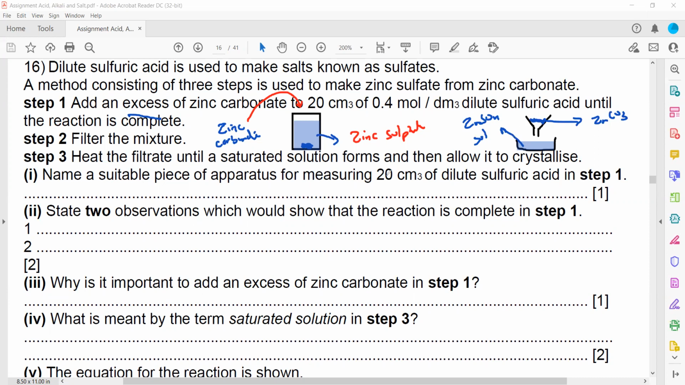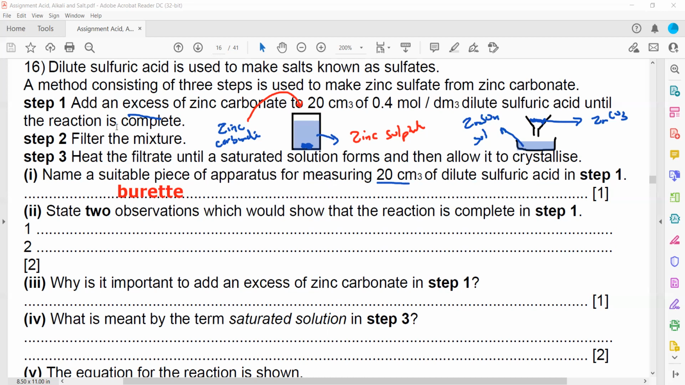Name a suitable piece of apparatus to measure 20 cm cube of dilute sulfuric acid. If you want to measure 20 cm cube, which apparatus is suitable? We can use a burette. We cannot say pipette, because a pipette can measure a fixed volume of 25 cm cube. You can measure using a measuring cylinder, but if you want to measure accurately, then burette is the correct answer.